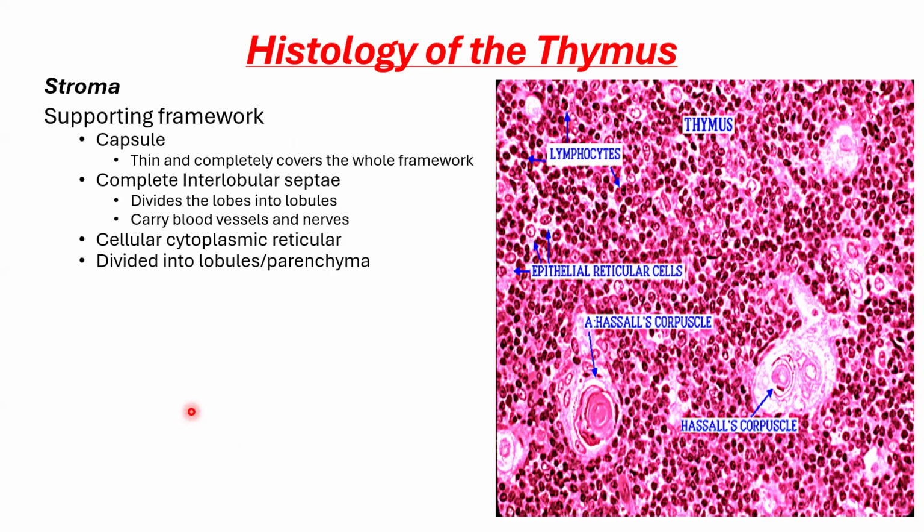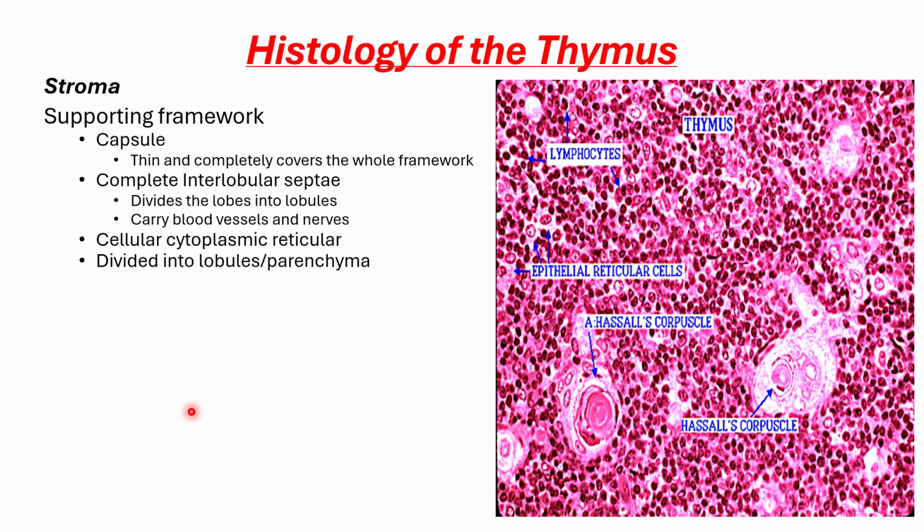So remember, this stroma is a connective tissue that is, first of all, covering the whole of the thymus and also sending in trabeculae, sending in septa to divide this thymus into various parts. One part of it is the capsule, which will now cover the whole thymus. So it's a thin capsule and completely covers the whole frame of the thymus.